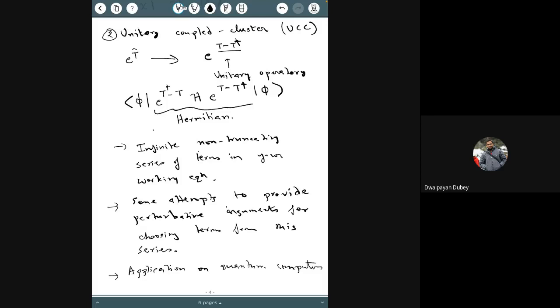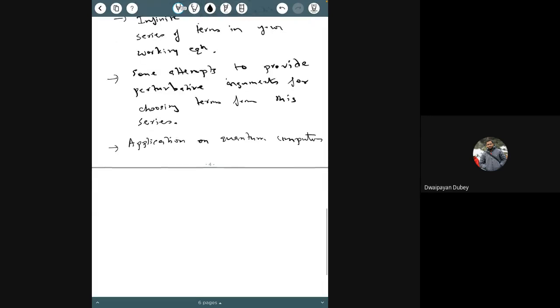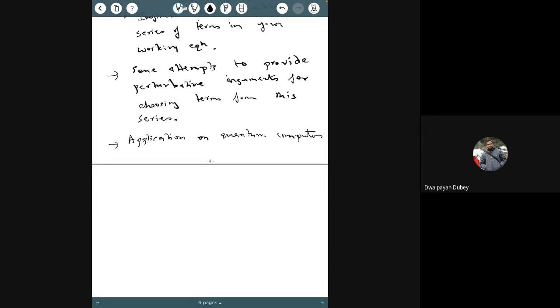But if you have a quantum computer, you don't need to open out the series, so to speak. So you can use the unitary operator as a whole, at least as far as I understand. I'm not an expert on quantum computers, which is why there is renewed interest in the unitary coupled cluster.